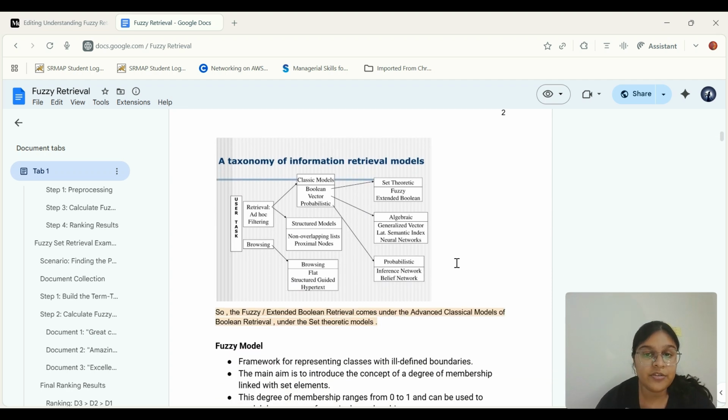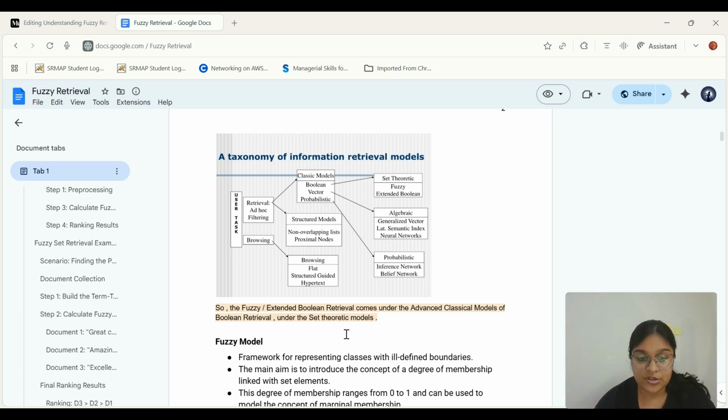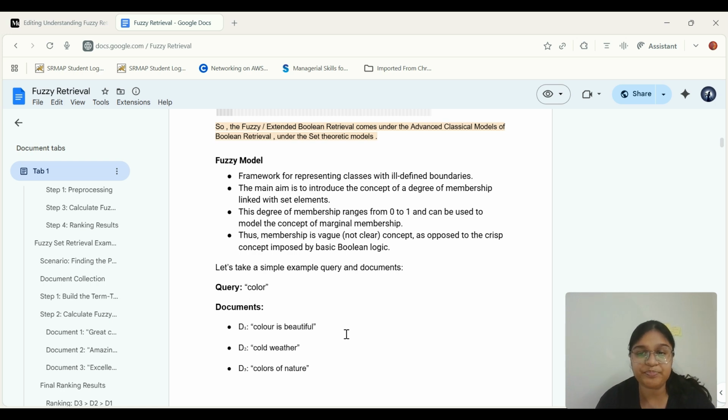So, in the taxonomy of retrieval models, fuzzy retrieval comes under the set theoretic model, which is also an extended Boolean approach. In the fuzzy model, there are some boundaries and membership relationships we need to know. Those are frameworks for representing classes with ill-defined boundaries. The main aim of a fuzzy model is the concept of degree of membership linked with each set of items. This degree of membership will basically range from 0 to 1, and the higher it is, the more relevant that word will be.